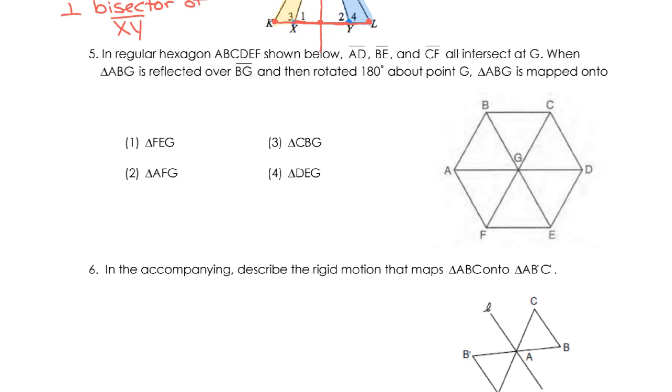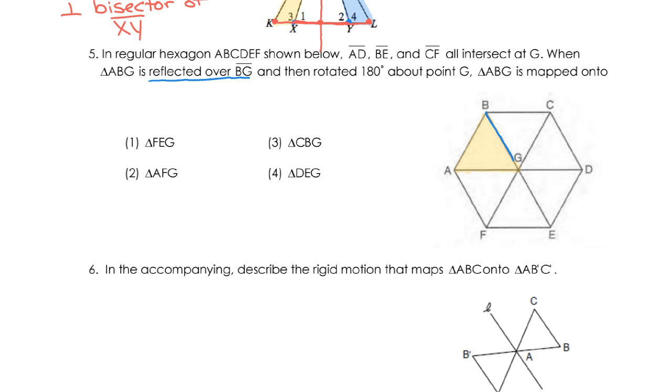In number 5, it says in regular hexagon ABCDEF shown below, AD, BE, and CF all intersect at G. When triangle ABG is reflected over BG and then rotated 180 degrees about point G, triangle ABG is mapped onto which triangle? Okay, so first off, what did they say? They want us to reflect it over BG first.